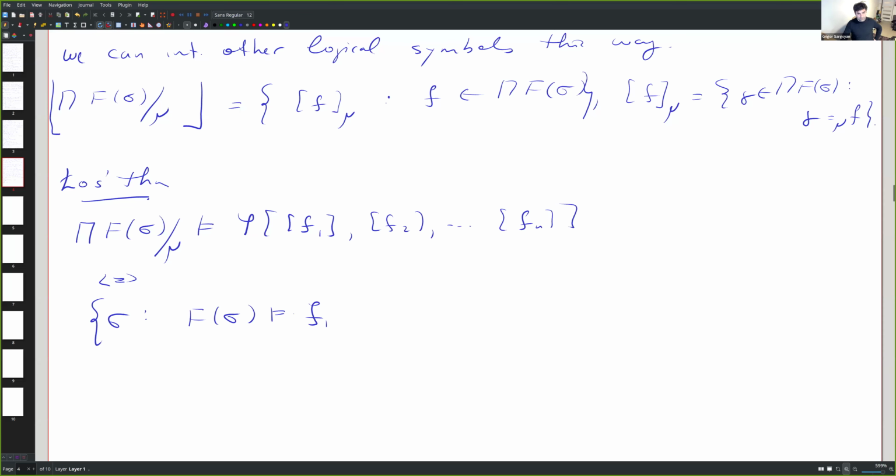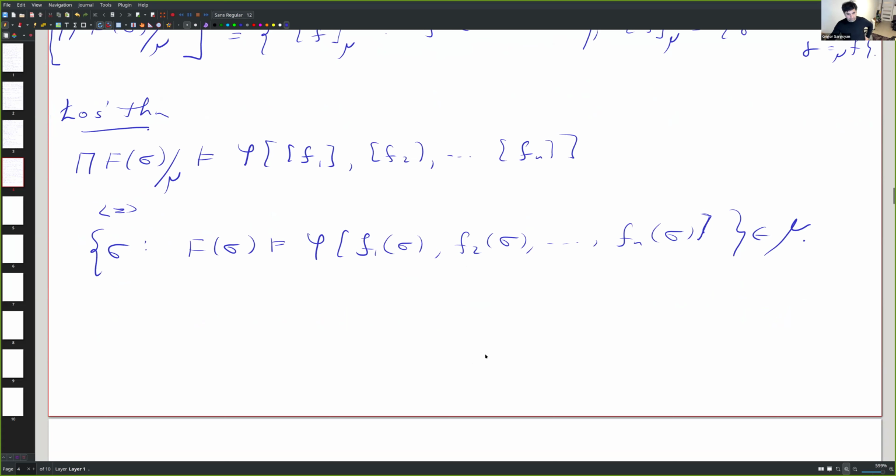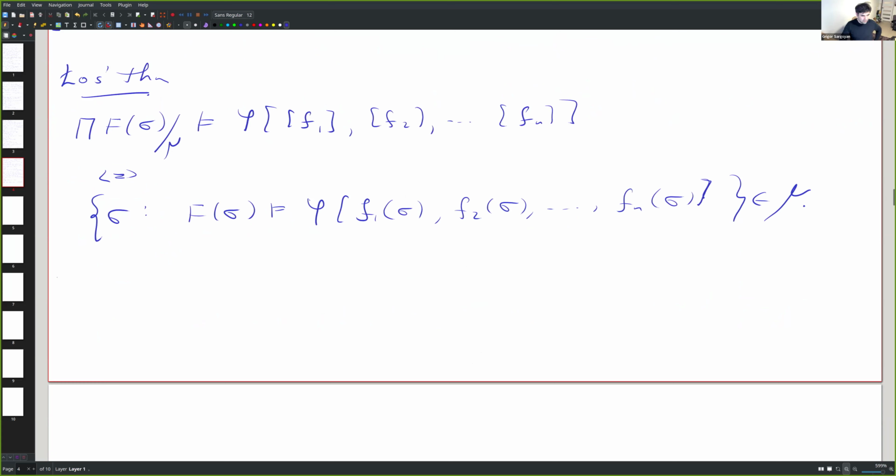The formula is phi of f1 sigma up to fn sigma, and that set belongs to mu. Okay, so how would you prove it? Well, it's enough to do the existential case, right? So let me tell you the idea. The proof is by induction.